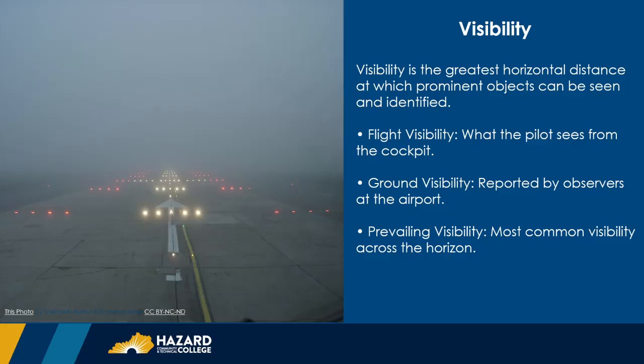Visibility is the greatest horizontal distance at which prominent objects can be seen and identified. Flight visibility is what the pilot sees from the cockpit. Ground visibility is reported by observers at the airport. Prevailing visibility is the most common visibility across the horizon.